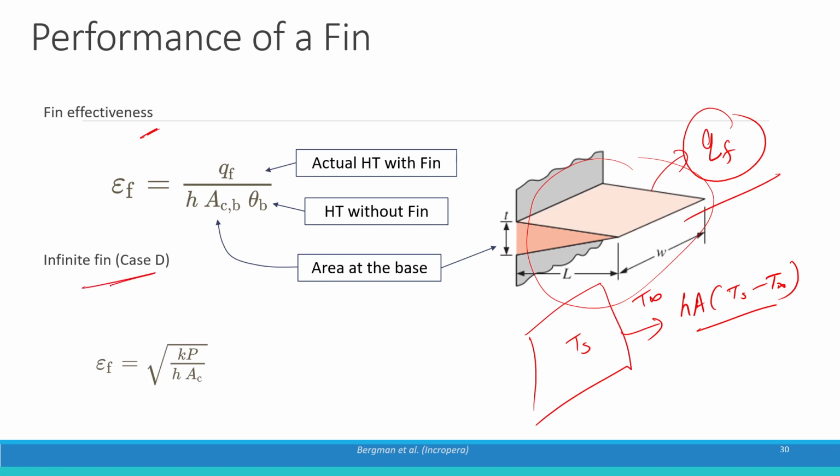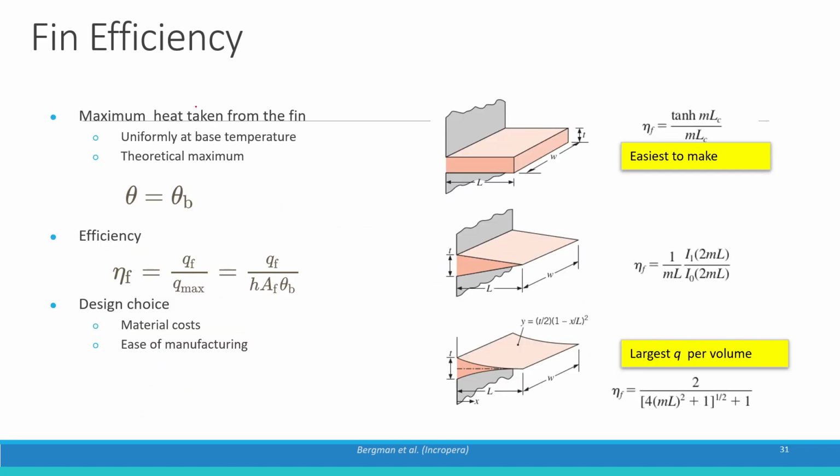Now in case of infinite fin, you can remember this formula, that is Kp upon HAC. Then we have another metric to judge the performance of the fin, that is fin efficiency. So that is again defined as the QF, that is the actual heat transfer through the fin, and the maximum possible heat transfer through the fin.